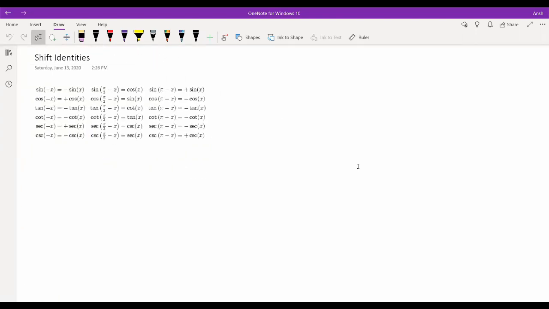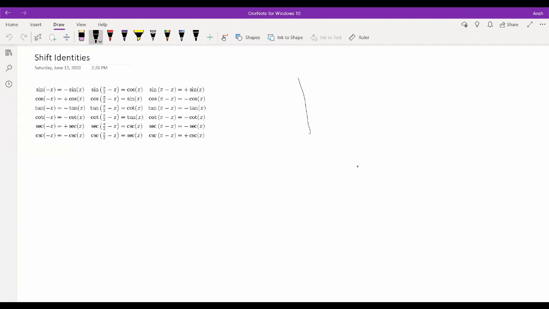Next, we'll move on to some of the most common identities in trigonometry. And we'll start with the shifting identities, which basically means that we shift our angle by a nice value or just take the negative of the angle. We've provided the whole chart here, and while it definitely is complicated, it's not that bad to memorize if you utilize the unit circle. For example, sine of negative x equals negative sine of x.